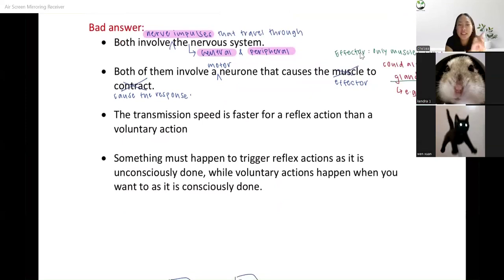Now, this is actually a very common conceptual error. So transmission speed is actually the same. But it is true that reflex actions are usually faster than voluntary actions, which makes sense, right? Because if I touch something hot, of course my body wants to retract as fast as possible. But the reason why a reflex action is faster than a voluntary action is because, two reasons.